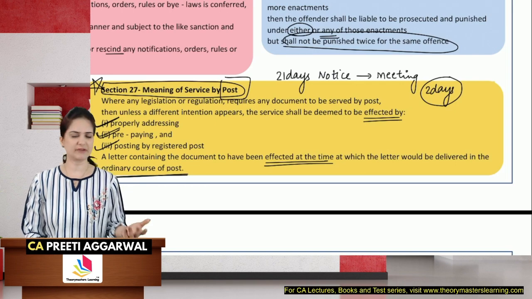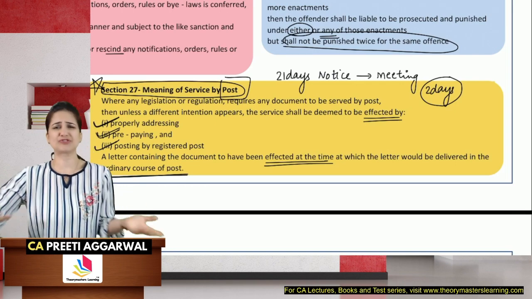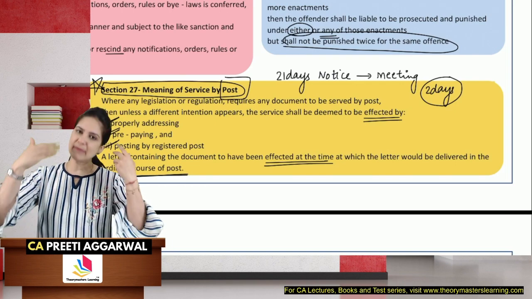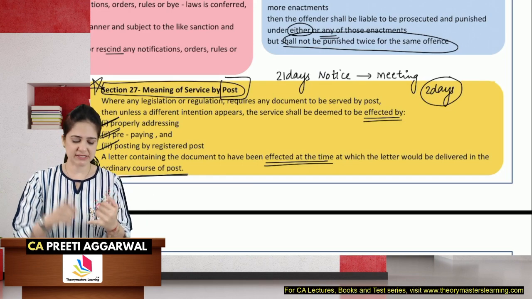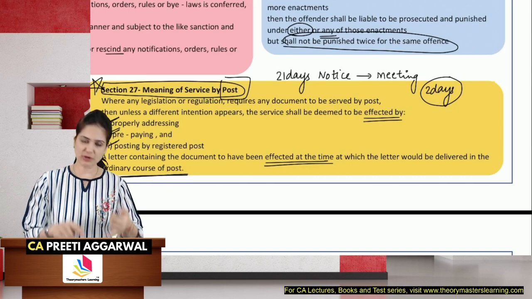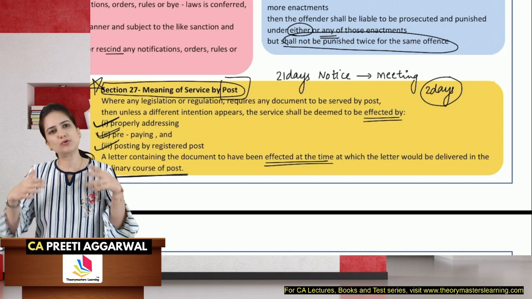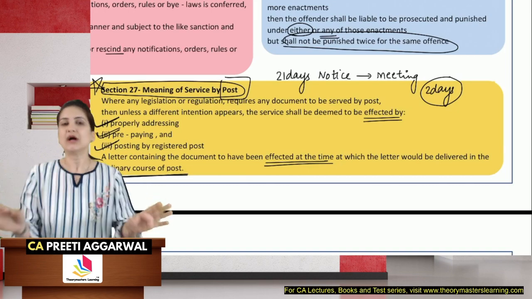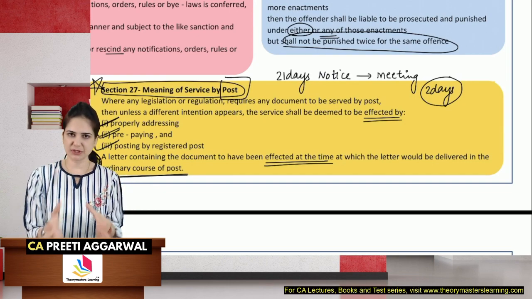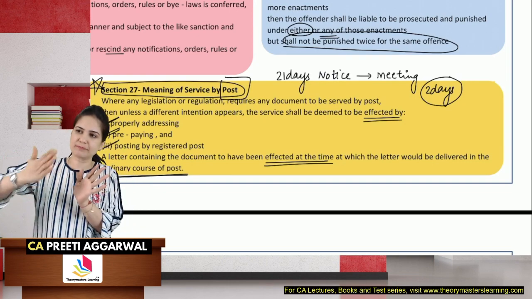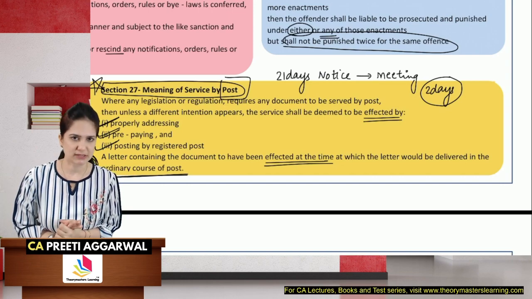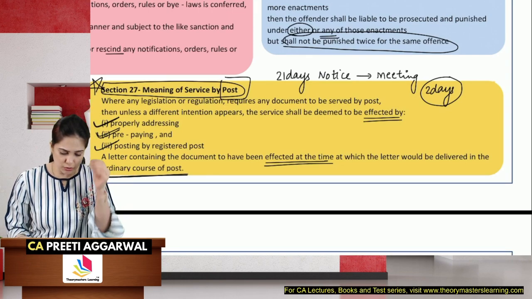So generally, if it takes 2 or 3 days, we will consider he may have received it. Why? Because you have sent it, you have properly addressed it, you have prepaid the stamp, and you have sent it by registered post. So you can assume that he will receive it after 2 days or 3 days, whatever is mentioned in the Act, and you can proceed with your activities. Okay, so you have to remember these words.